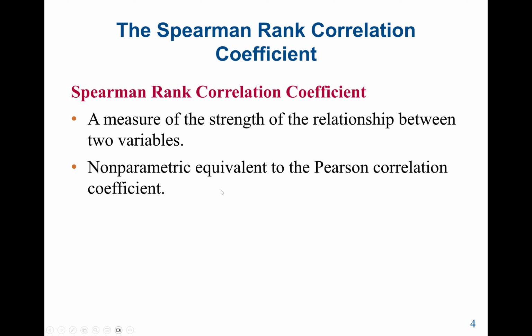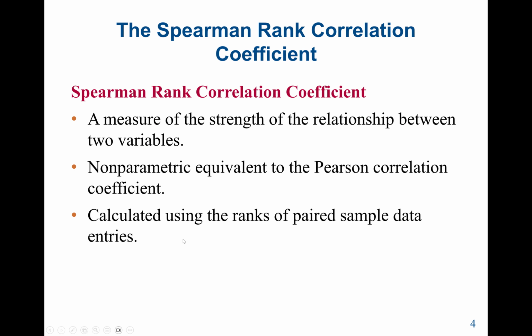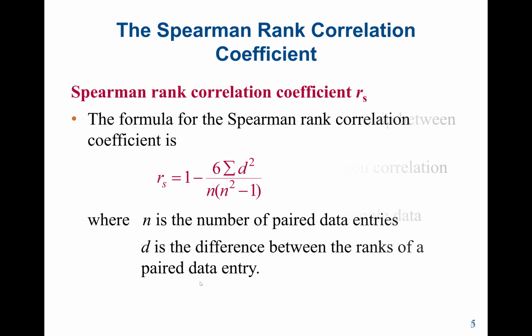Now, it's a non-parametric equivalent to the Pearson correlation coefficient. Also, with Spearman, the data we are going to use is based on rank. So first we calculate using the ranks of the sample data entries. We use the symbol r with subscript s to represent the Spearman rank correlation coefficient. Now, this is the formula we use.